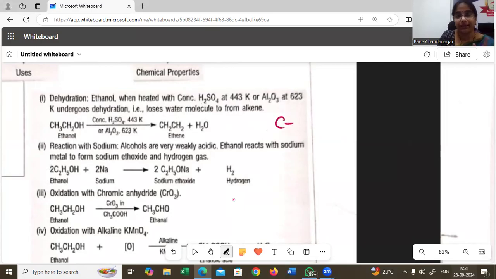So it is nothing but ethanol, right? It is two carbons with OH, as I can show you like this here.